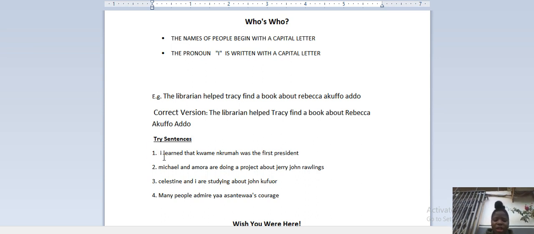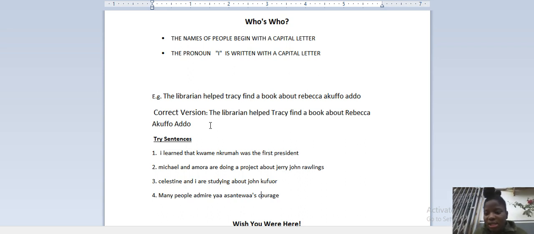So the first sentence here is, I learned that Kwame Nkrumah was the first president. That's our first sentence. Basically, you're going to correct these 4 sentences. I want to take my time and go through them one by one, so even if you do not read them, you'll be able to identify what is wrong with them and which ones are supposed to be capitalized. The second sentence is, Michael and Amora are doing a project about Jerry John Rawlings. Third sentence, Celestine and I are studying about John Gofor. Fourth sentence, many people admire Ya Asante's courage.